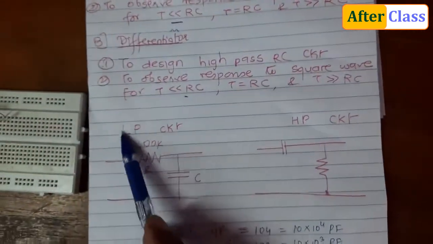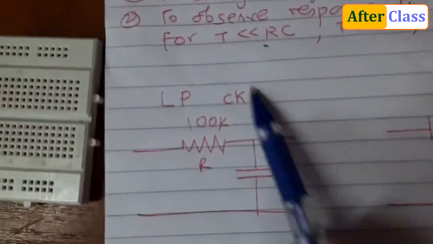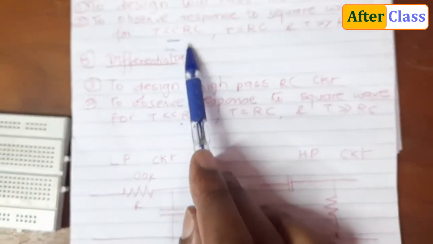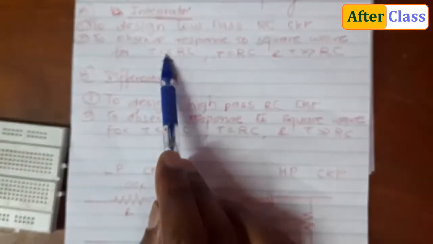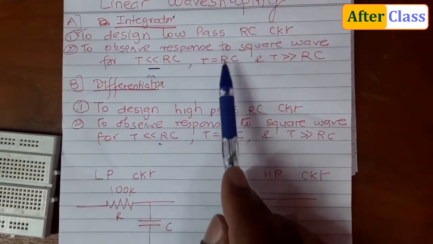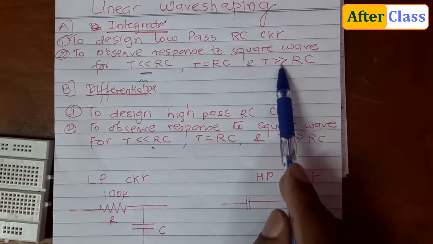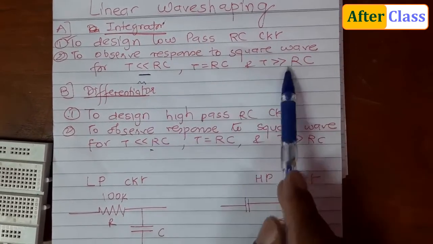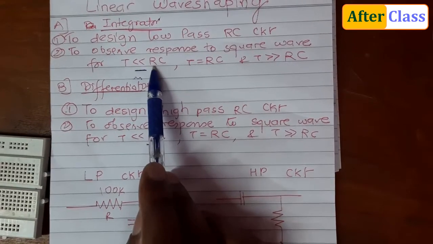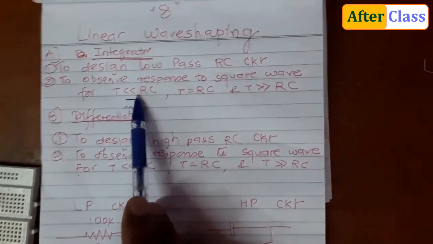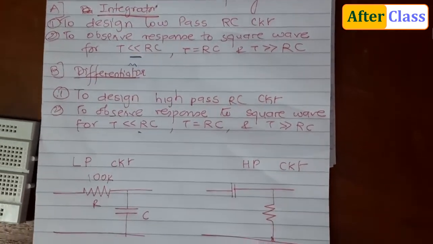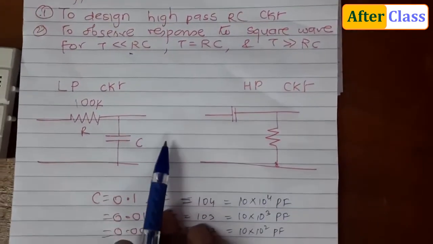We will only see how this integrator works. We have three conditions that we will be discussing: when T is very much less than RC, when T is equal to RC, and when T is very much greater than RC. Out of these three cases, only when T is very much less than RC does it behave as an integrator. If you give a square wave signal, you will get a triangular waveform here.